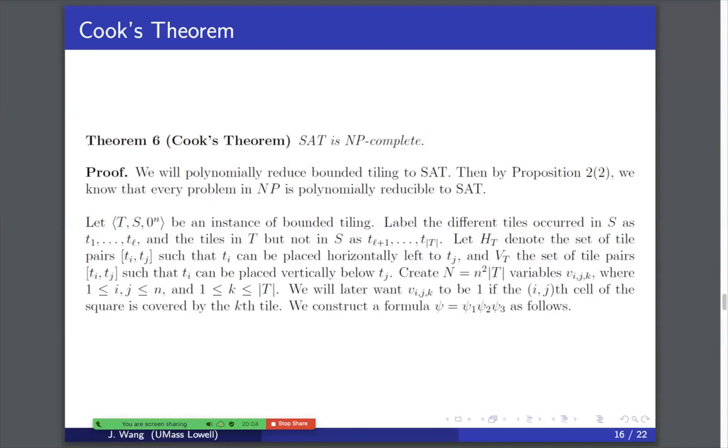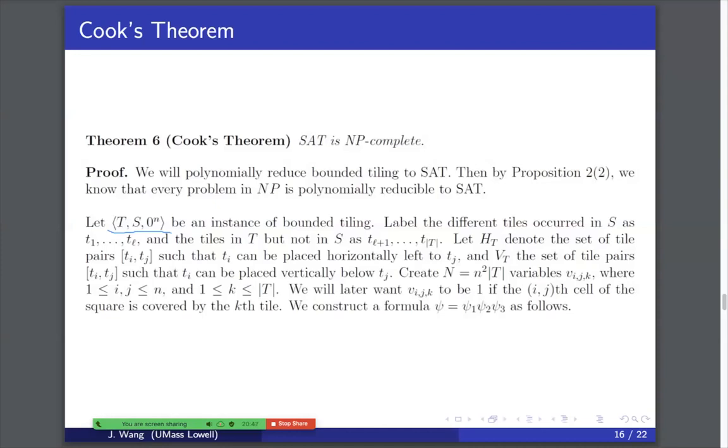Okay, so that's how important these things are. So now let's look at the construction in detail. We are going to look at an instance of bounded tiling, called TS0 to the N. T is a set of tile types, a finite set. S is the initial sequence of tiles that match each other horizontally. And 0 to the N just represents a unary notation that represents integer N. So that is a bounded tiling instance.